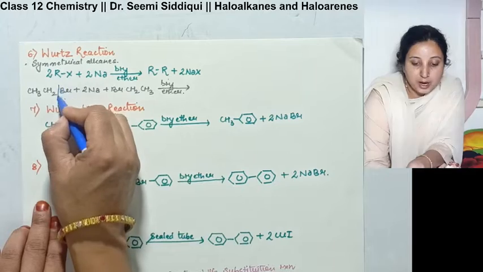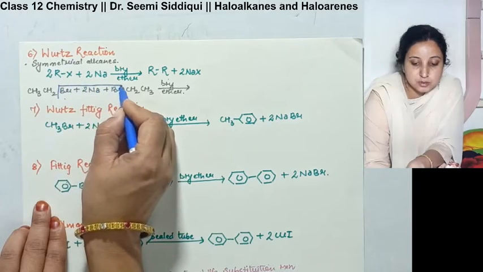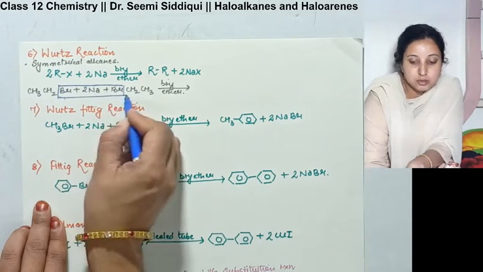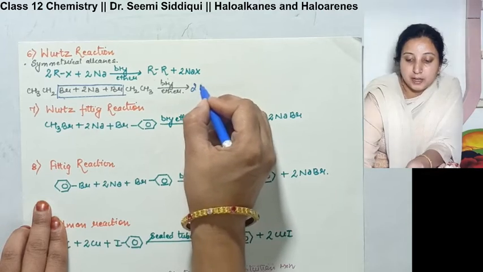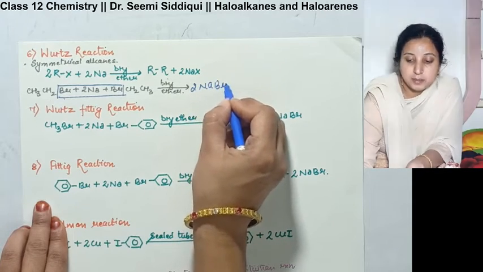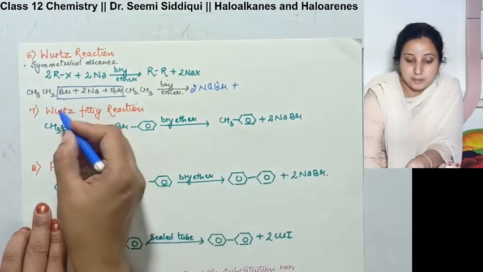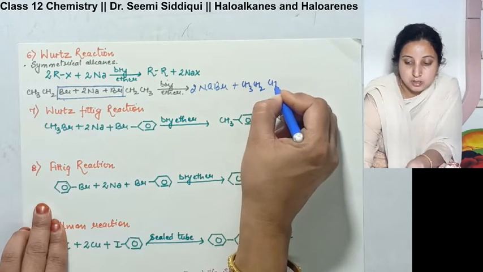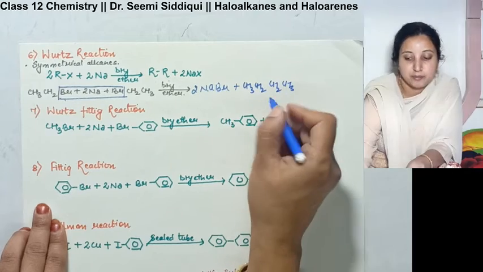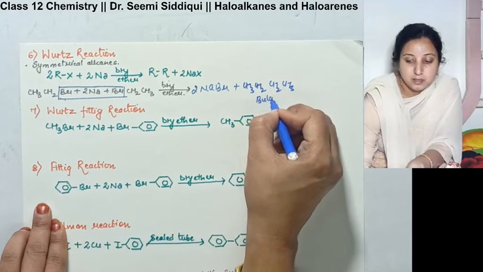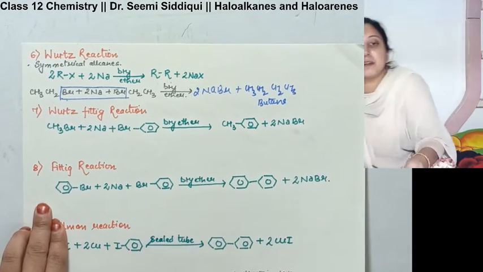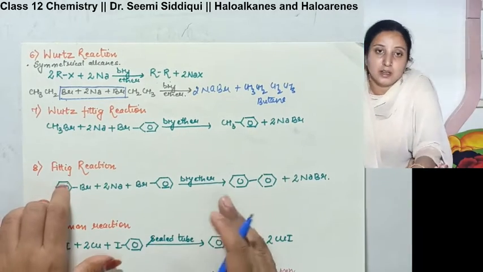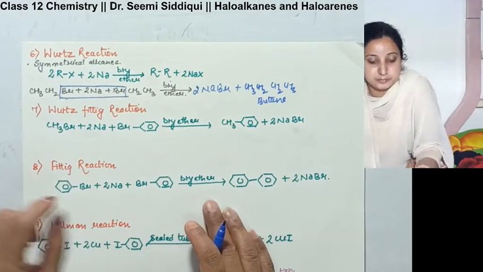So what is going to happen? This Br is going to attach with the sodium. So we are eliminating 2NaBr plus अब क्या बचा आपके पास CH3 CH2 CH2 CH3, means you are remaining with the butane. Basically whenever we want to increase a chain we have this type of the reaction.